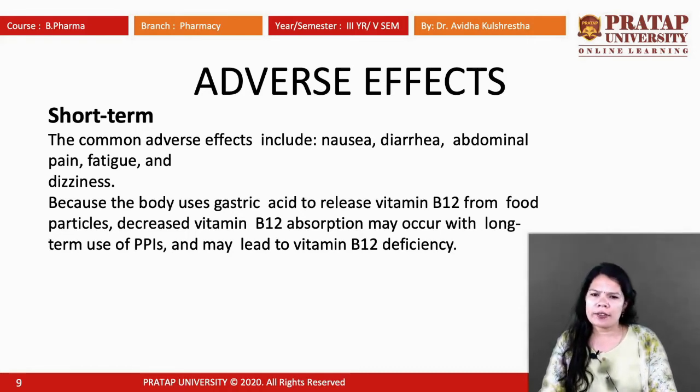The body uses gastric acid to release vitamin B12 from food particles. Decreased vitamin B12 absorption may occur with long term use of PPI and may lead to vitamin B12 deficiency. So if you are using PPI long term, it can cause deficiency of vitamin B12. That also creates biological dysfunction in the body. So just try to avoid the long term use of these.